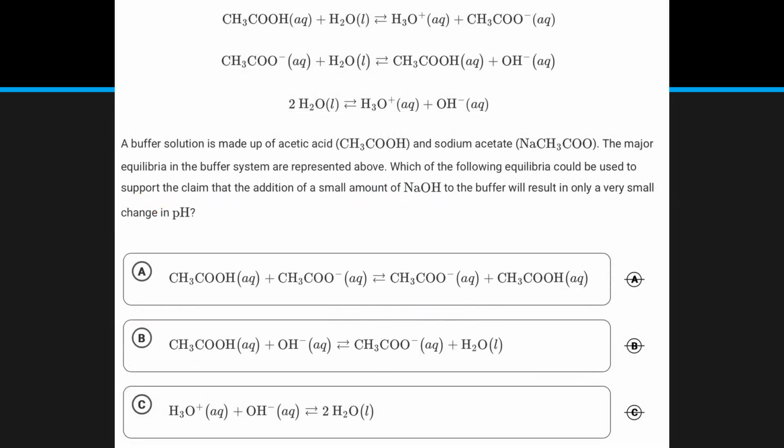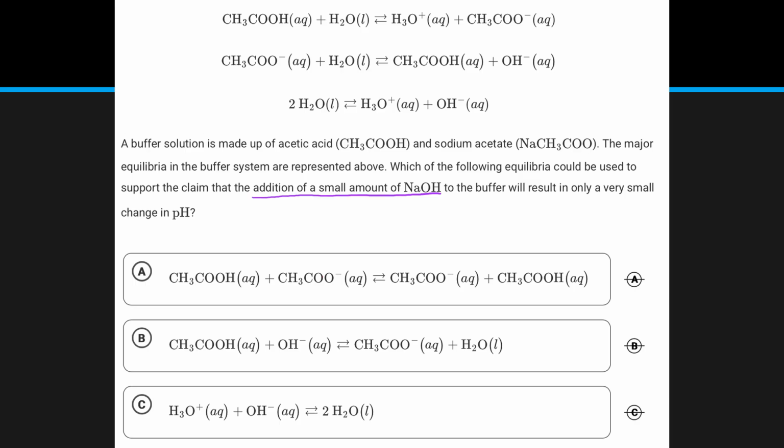All right, so let's do a couple buffer examples from College Board. This first one says a buffer solution is made up of acetic acid and sodium acetate. The major equilibria in the buffer system are represented above. Which of the following equilibria could be used to support the claim that an addition of a small amount of NaOH to the buffer will result in only a very small change in pH?